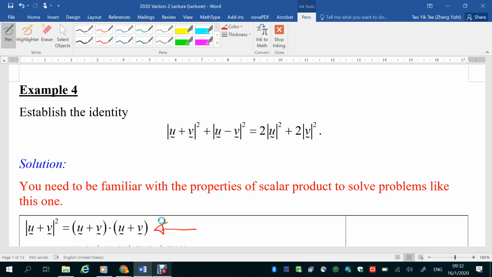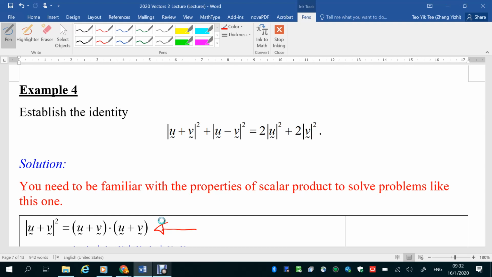So do you know which property I used to get the first line? How does this come about? Which property am I using? Look at all the properties on your page 17. Can you find it? Cannot find it? It's actually on your page.